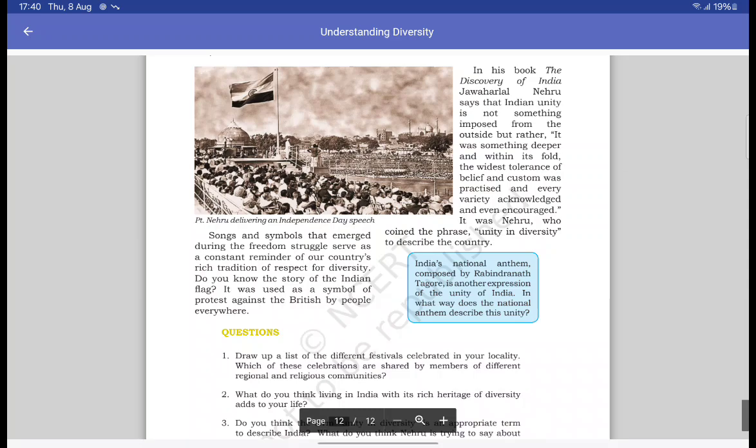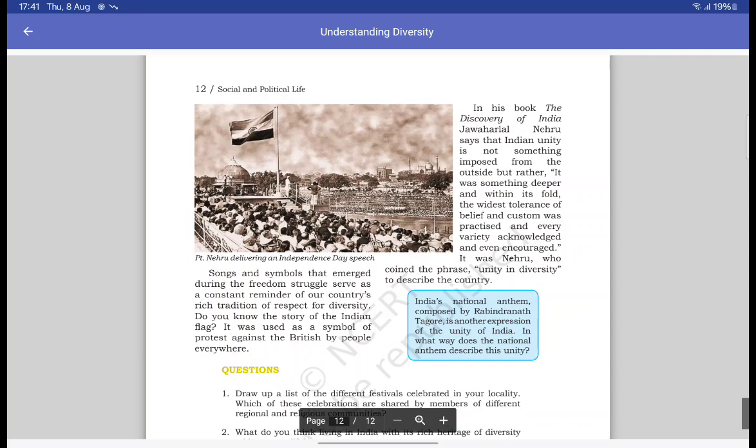Do you know the story of the Indian flag? It was used as a symbol of protest against the British by people everywhere. And that is why the Indian flag does not have any religious symbols, because we are not, in the end, religious people. We are all human beings. We are not part of religions. We are part of a bigger, a broader concept.